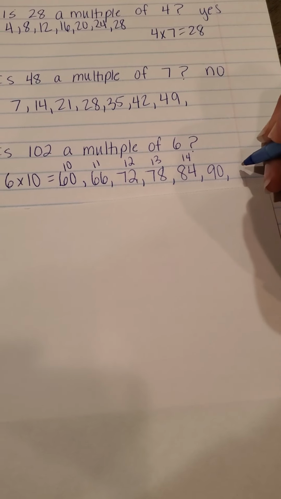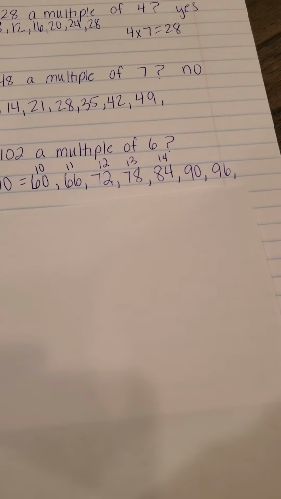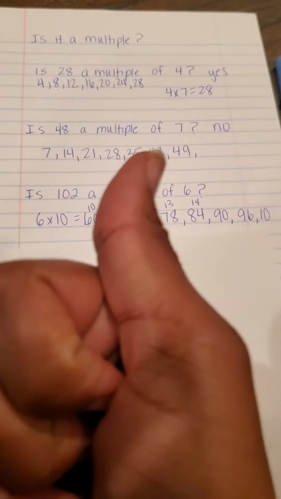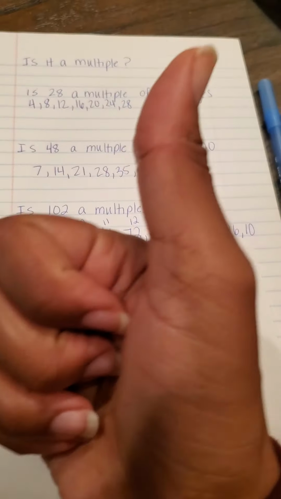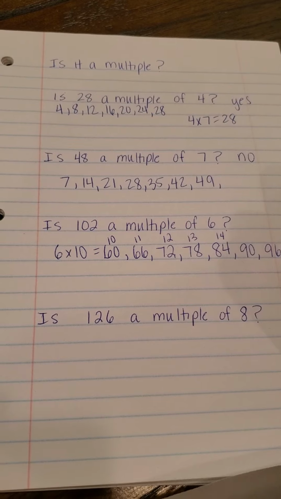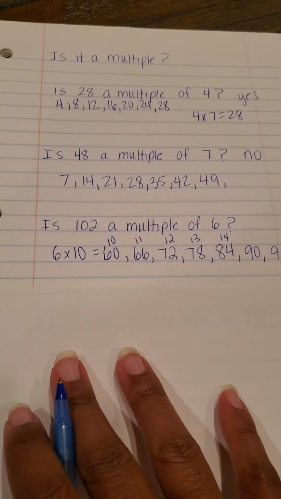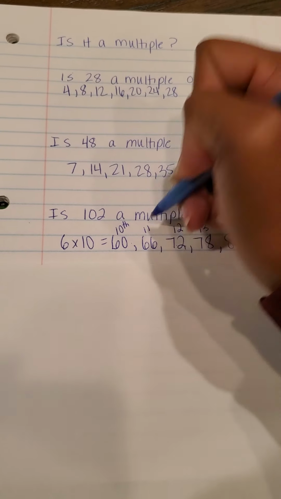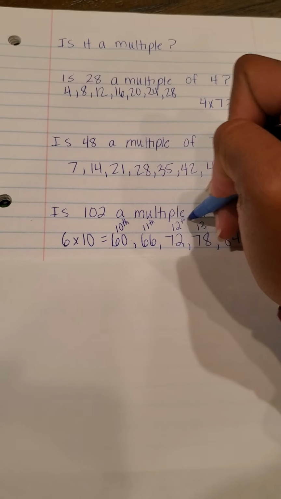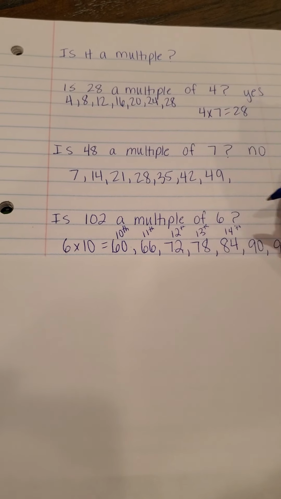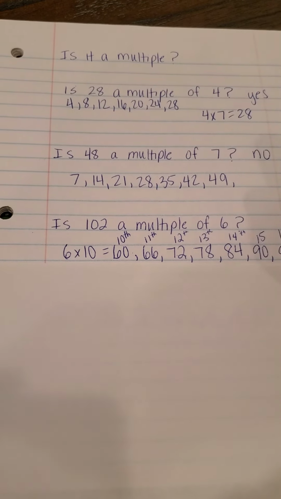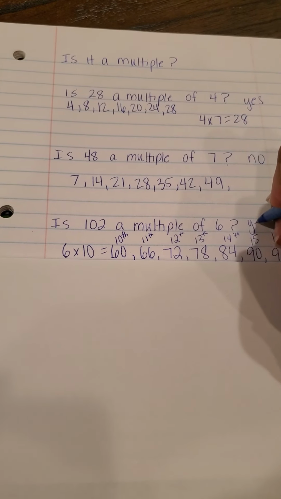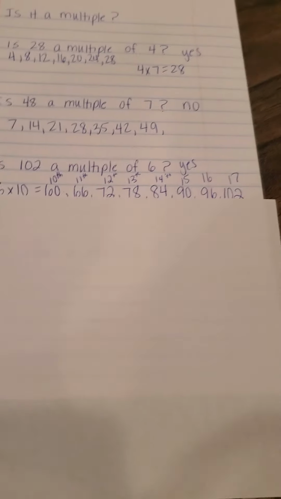90, another 6, 96, another 6, 100, and what would it be? 96, 97, 98, 99, 100, 101, 102. So we started a little closer there, so we didn't have to start from the beginning. I labeled this as the 10th multiple because we started at the 10th one. 11th, 12th, 13th, 14th, 15th, 16th, and it's the 17th. So when you ask yourself, is 102 a multiple of 6? Our answer is yes. And we have the work here to show that.